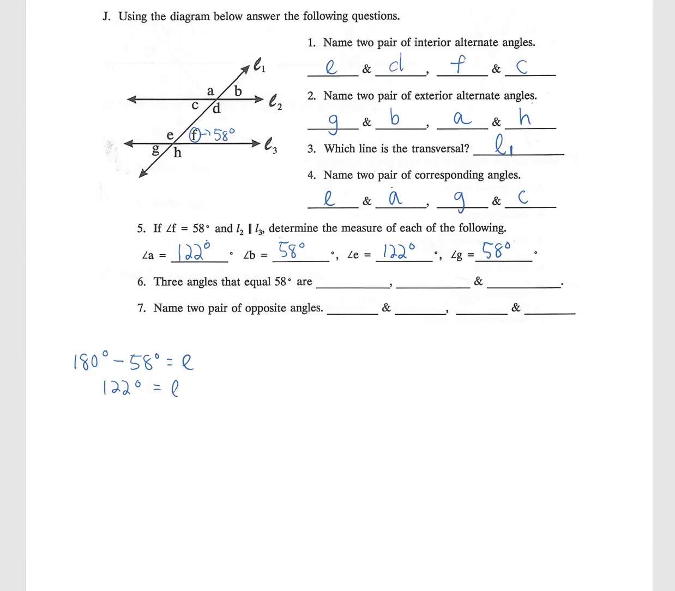Question 6 asks us to find three angles that equal 58 degrees. Some we found already. We know that G is 58 degrees, and B is also 58 degrees. But we can find one more, and one of those is C, because we can see that F and C are interior alternate angles, and so they also must have the same measure. So C is another example of an angle that has 58 degrees.